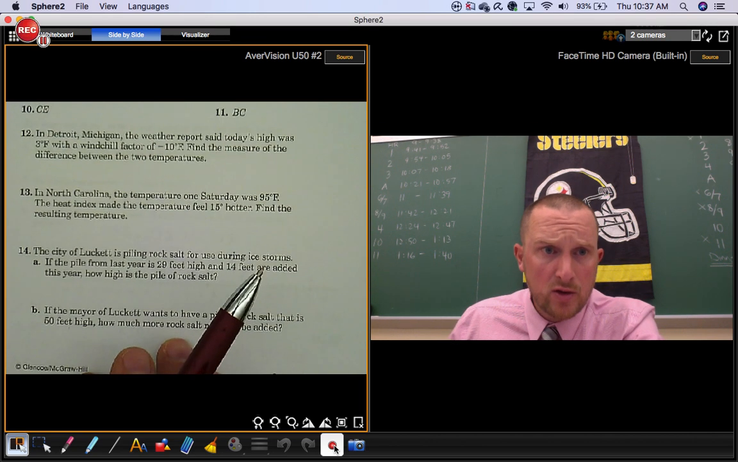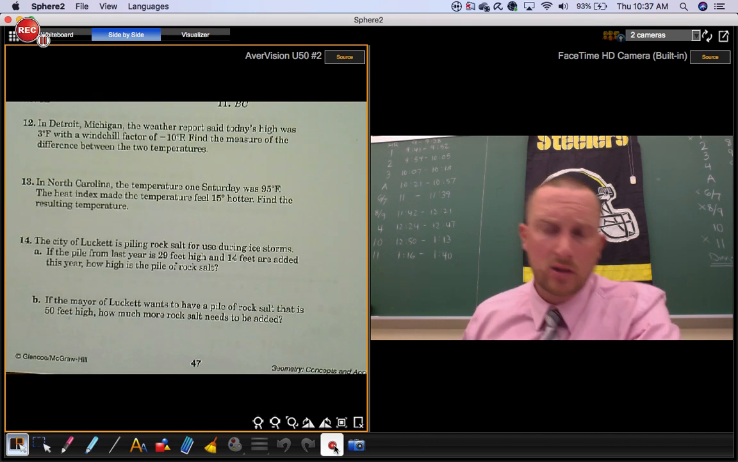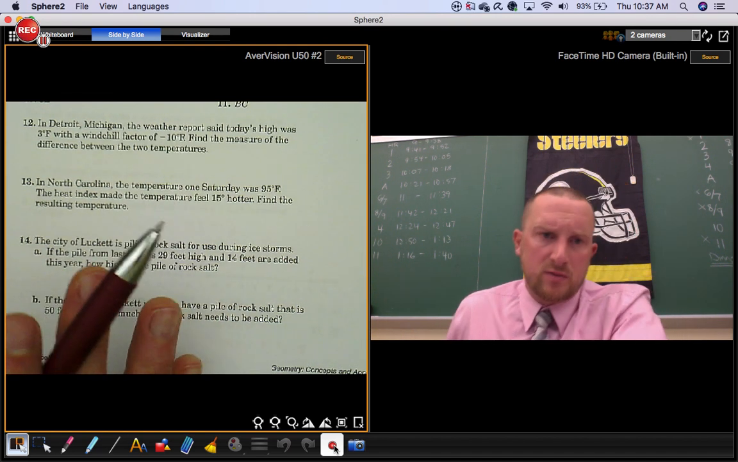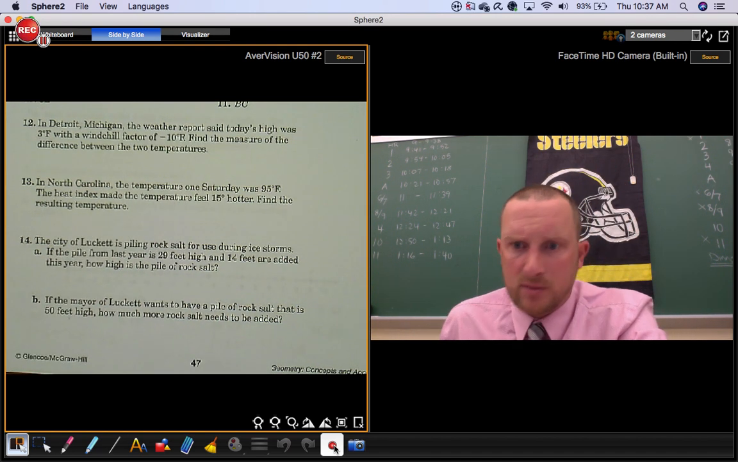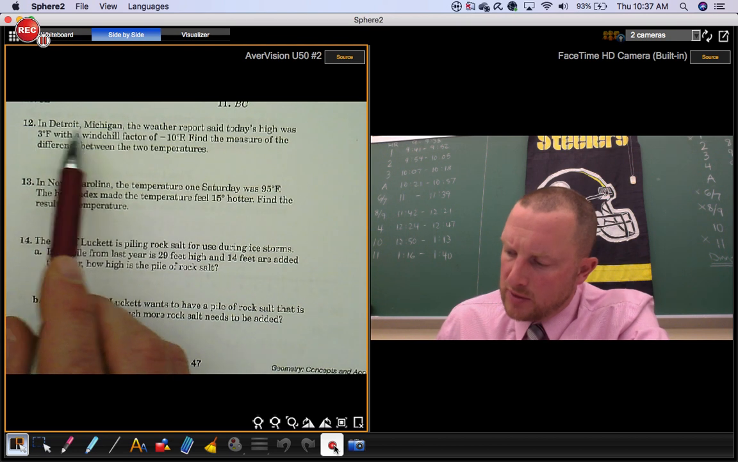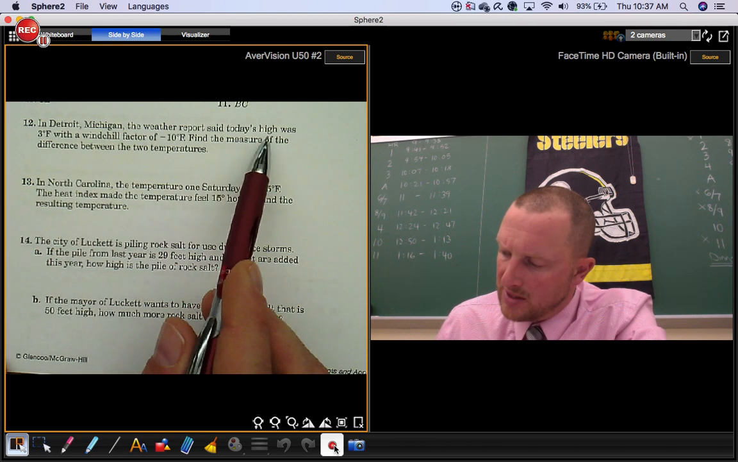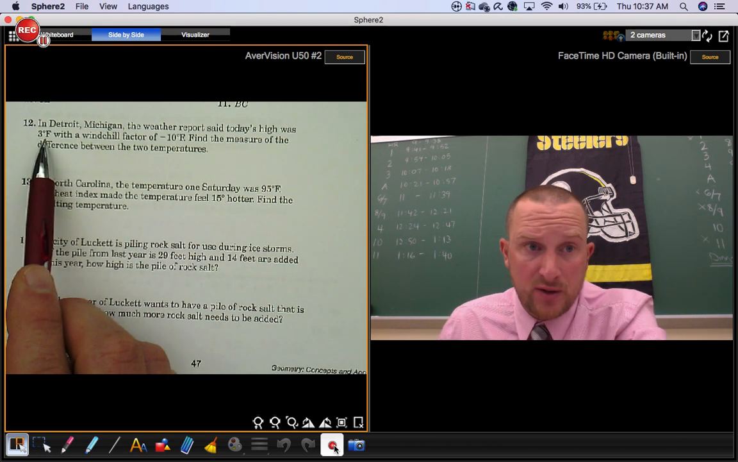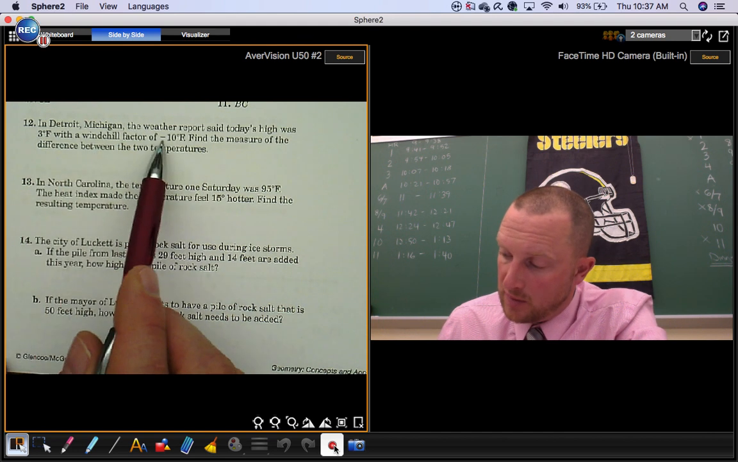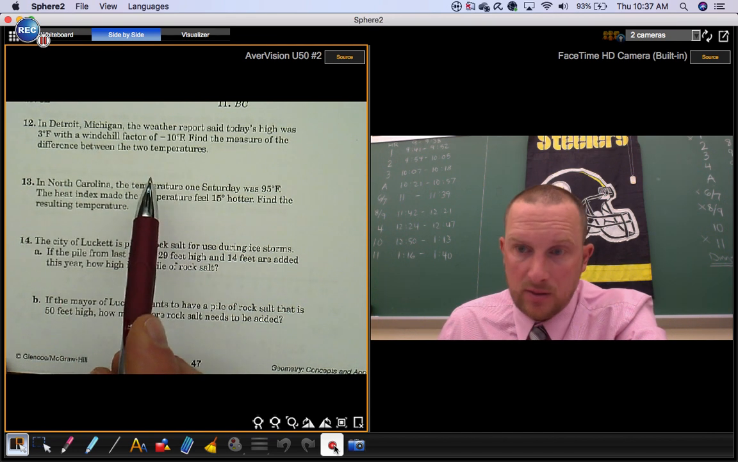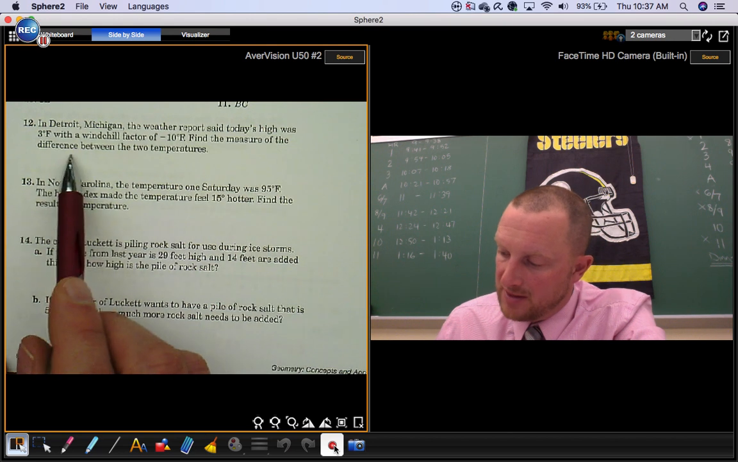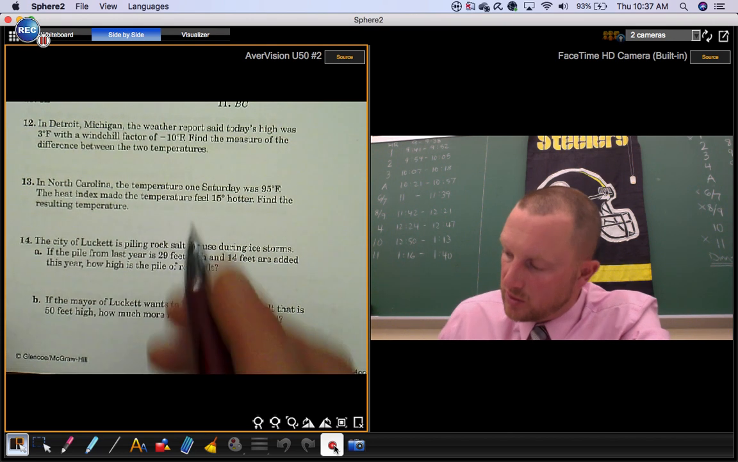Okay, the things that are new would be the bottom half of this sheet. They have word problems, which for some reason automatically make things tougher. Number 12, in Detroit, Michigan, the weather report said that today's high temperature was 3 degrees Fahrenheit with a wind chill factor of -10 degrees Fahrenheit. Find the measure of the difference between the two temperatures.